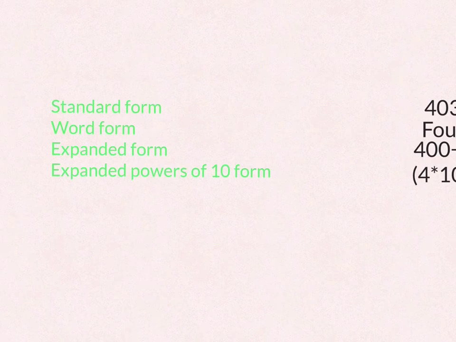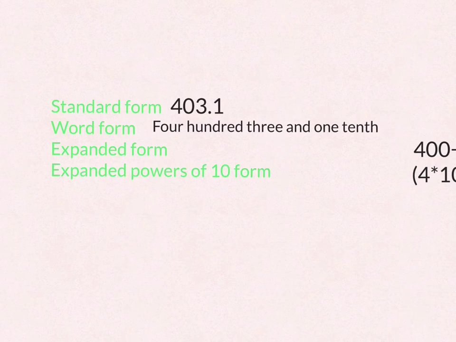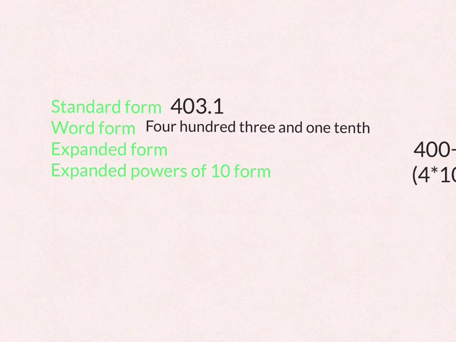So the four forms that you'll be asked to understand and be able to write will be standard form. Standard form is when you just have a number, like 403 and 1/10, written using the digits. Then you have word form. Word form is really important because it shows that you understand the place values of those digits. So you know that this is not 403.1, it's 403 and 1/10. The idea behind word form is that it shows that you can actually say a number aloud.